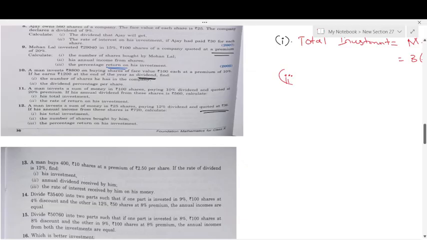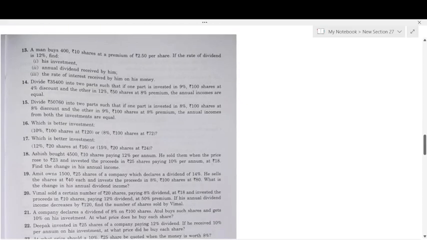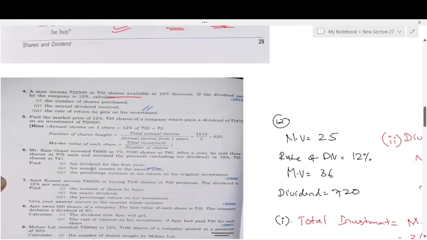Even this is easy. 13th is easy. 14th, divide into such that. From 14th onwards, it is tough questions. Which is better investment? 16 is easy. 17 is easy. 400 is for the premium and the proceeds is 20. 18 is easy. Fine. 18, 19, all these are fine.